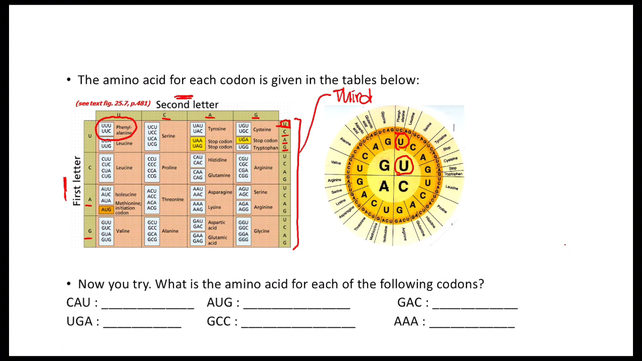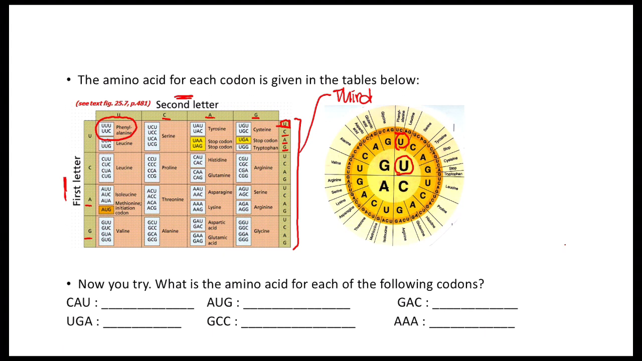Again, UUU refers to phenylalanine. This chart works exactly the same as the other one. They'll give you the exact same possible amino acid. It's just basically which chart works best for you.